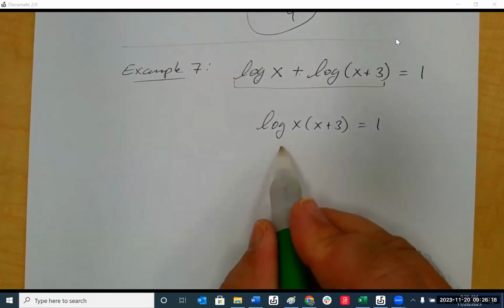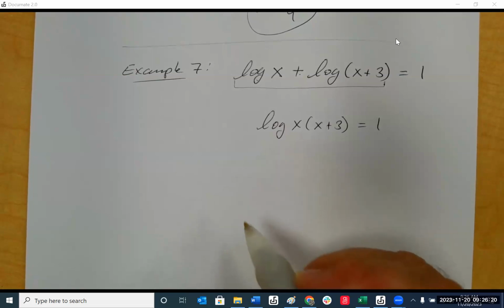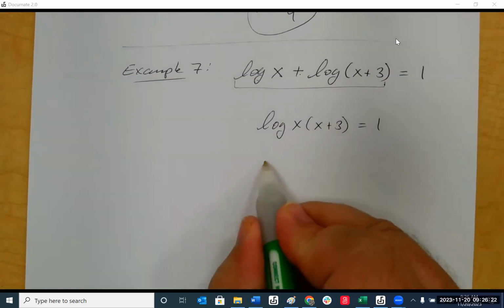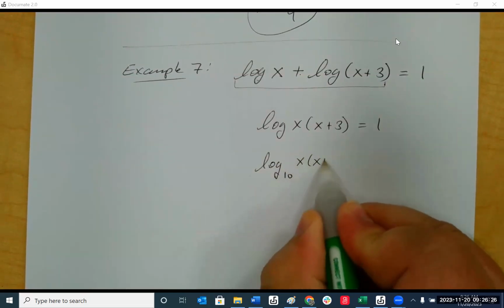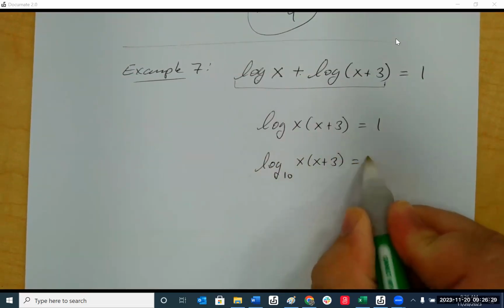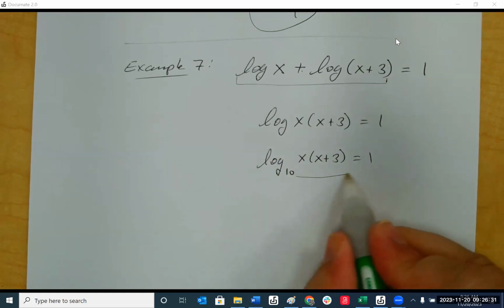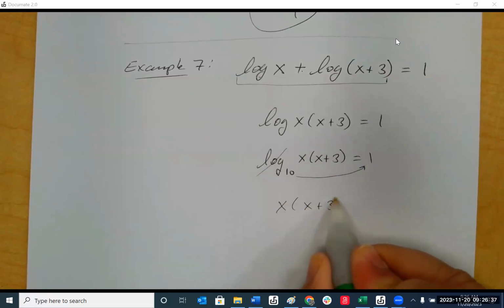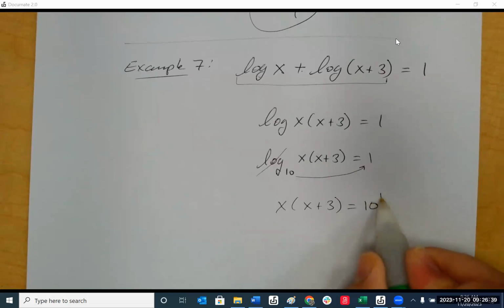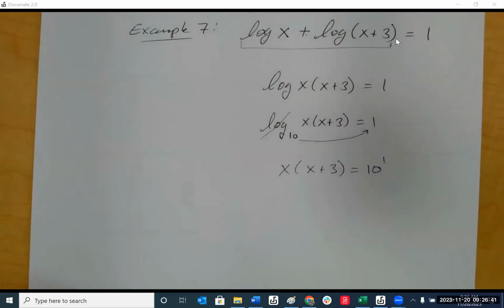What's the base? 10. So the base pushes up the answer, the log drops off. So we have x times x plus 3 equals 10 to the first. Solve for x.